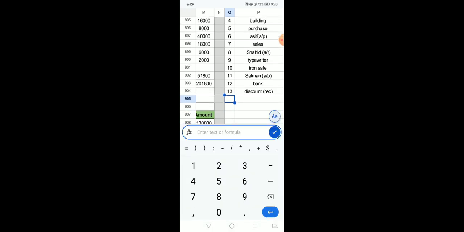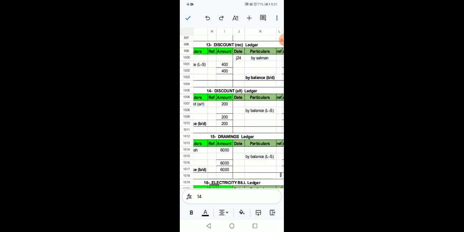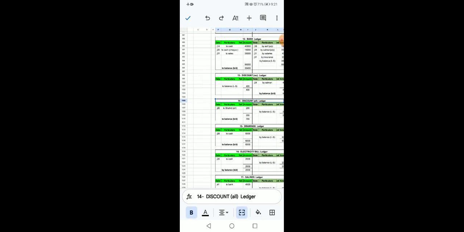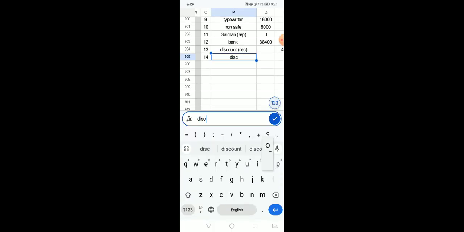Now we are going to prepare our 14th ledger posting. First we will see the ledger number 14 title. Here it has arrived and it is discount allowed. So you are going to put the title first in the detail column, discount, but this discount is discount received, this is not discount allowed. Discount received is already posted.